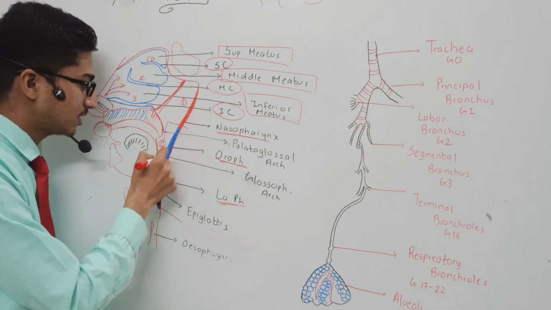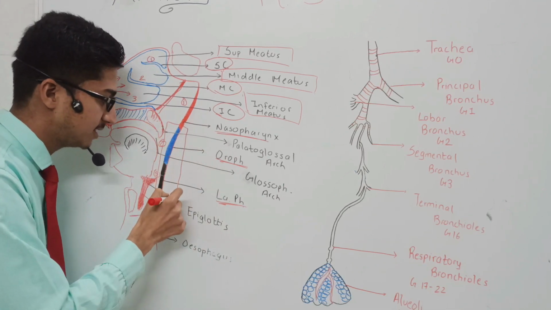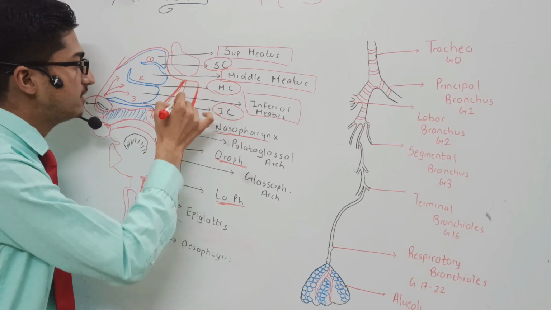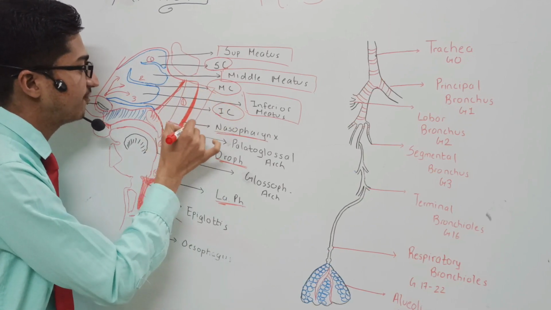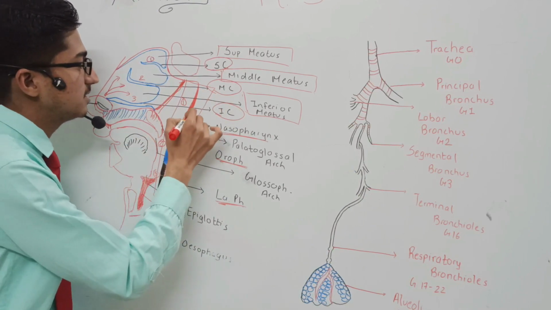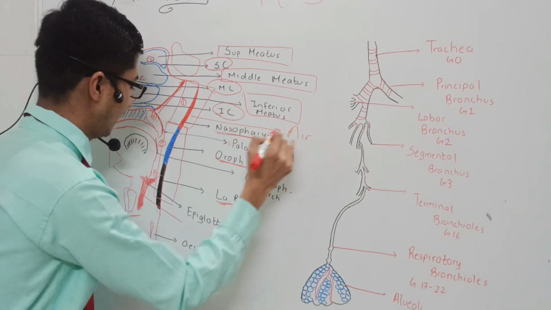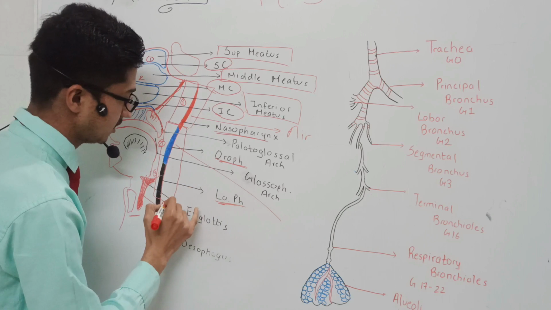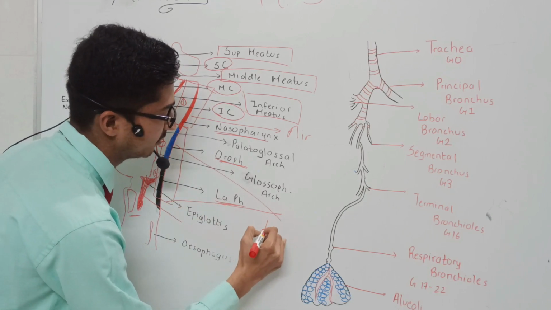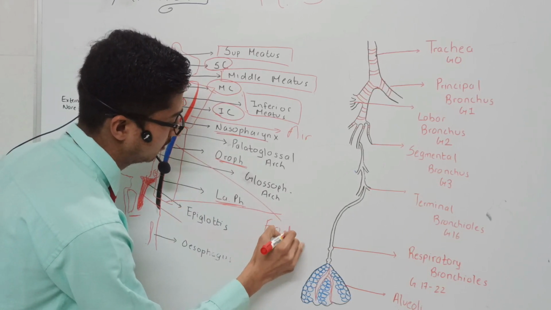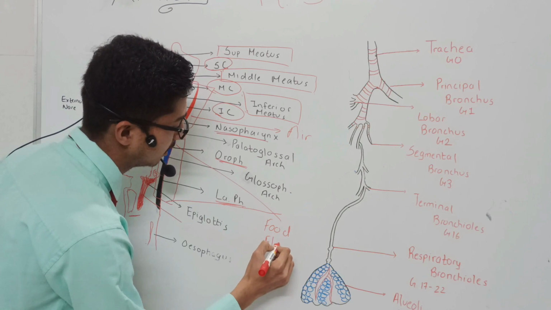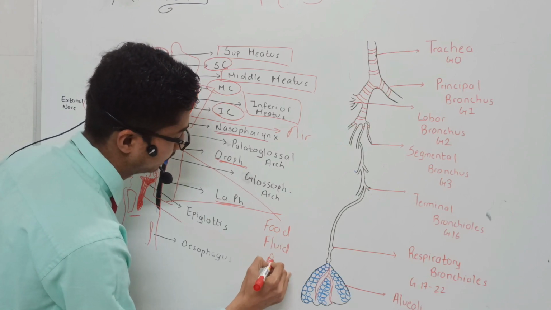And this structure is also formed by stratified squamous epithelium. So these two structures are formed by similar epithelia, and the first one is formed by a different epithelium. This is the only structure which only comes in contact with air, whereas these two structures come in contact with food, fluid, as well as air.